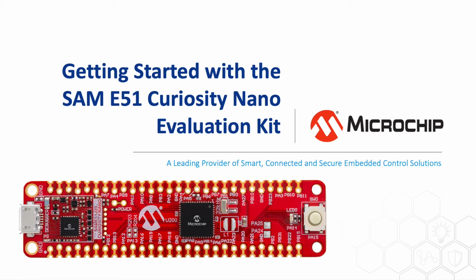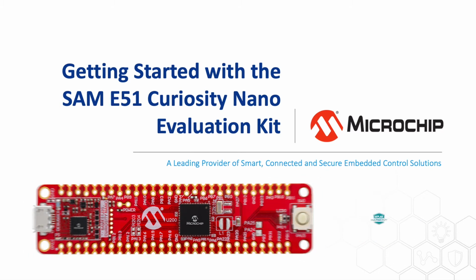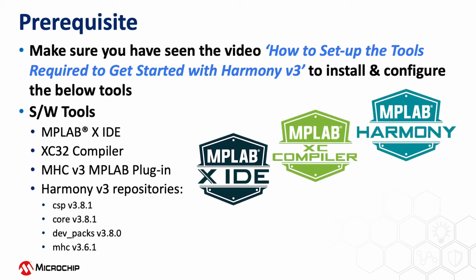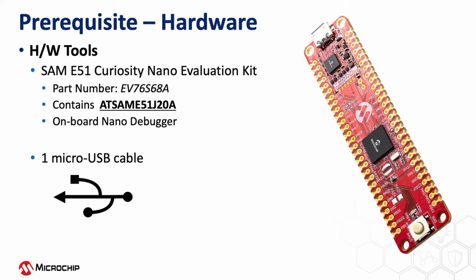In this video, we will show you how to get started with the SAM E51 Curiosity Nano Evaluation Kit using MPLAB Harmony version 3. If you are new to Harmony version 3, be sure to watch our video, How to Set Up the Tools Required to Get Started with Harmony version 3. This project is based on the SAM E51, our Cortex M4 microcontroller. For this video, we will use the SAM E51 Curiosity Nano Evaluation Kit that contains the ATSAME51J20A microcontroller.